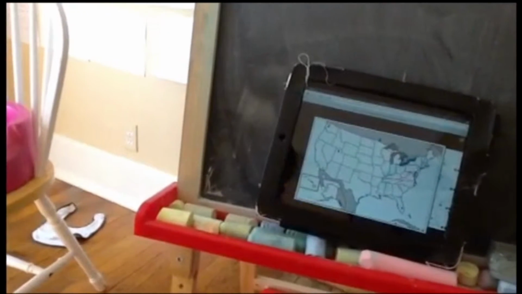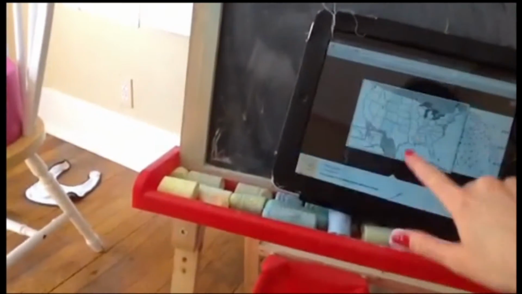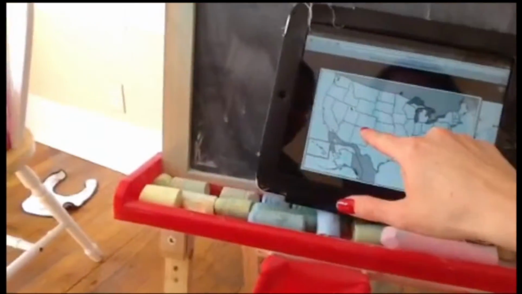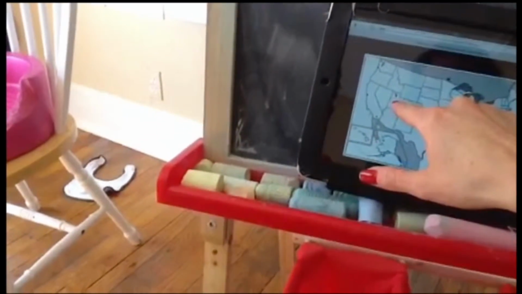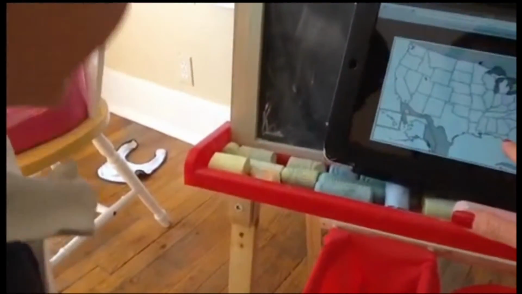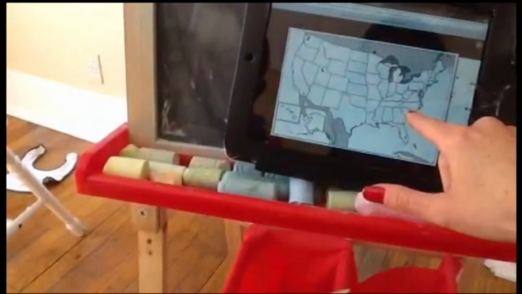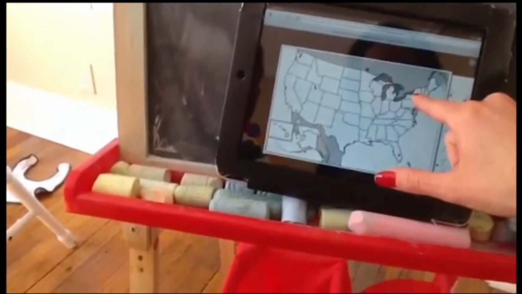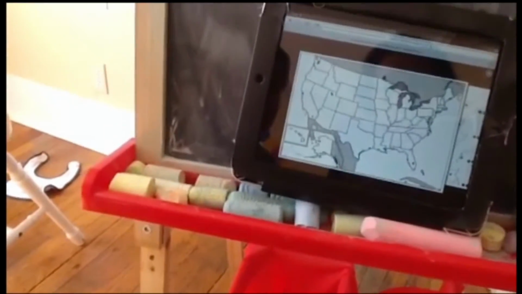Okay, John Paul. Let's look at some of these states, and you can tell me what they are. What's this one? Texas. What's this one? New Mexico. What's this one? Utah. How about over here? What's this one? Florida. What's above Florida? Georgia. And what's next to Georgia? Alabama. And how about up here? What's this one? New York.